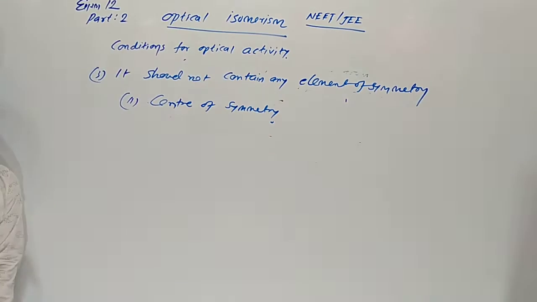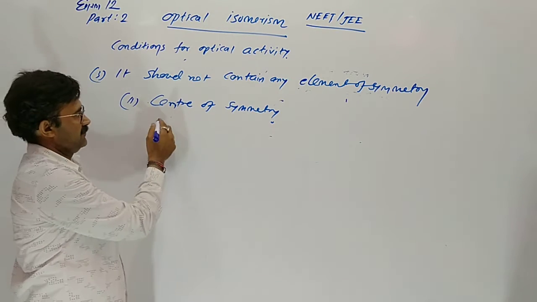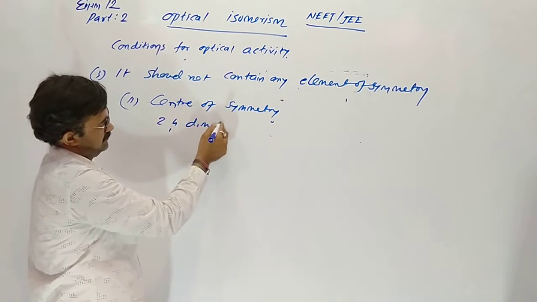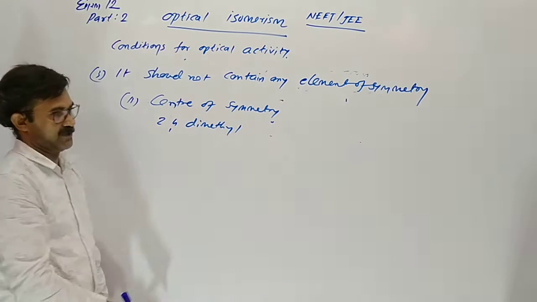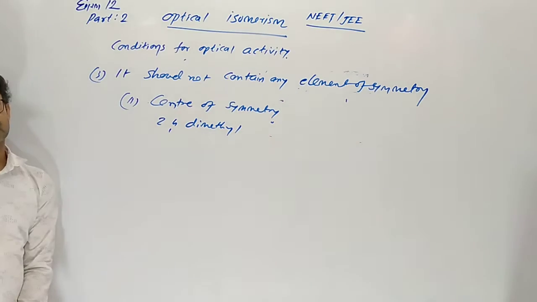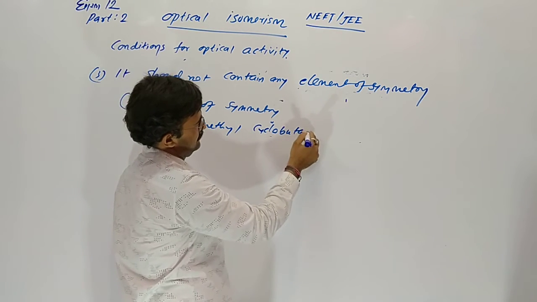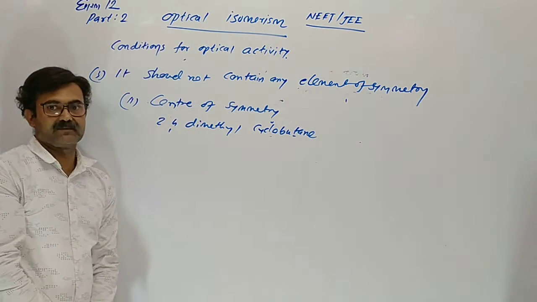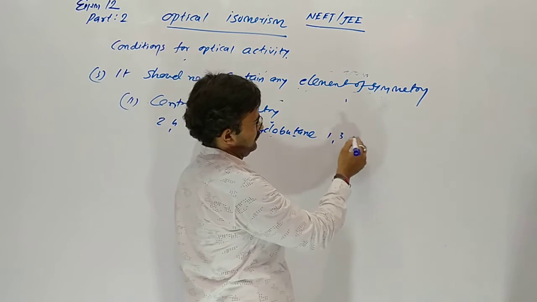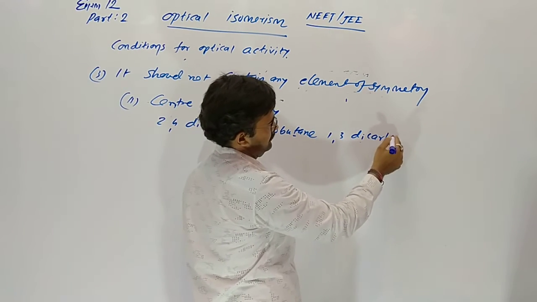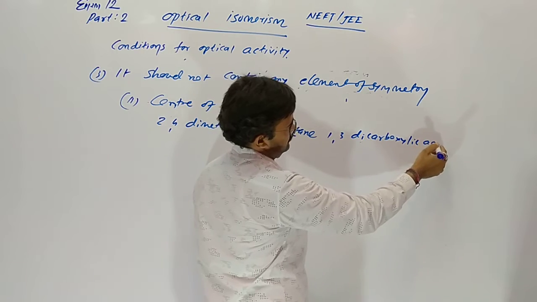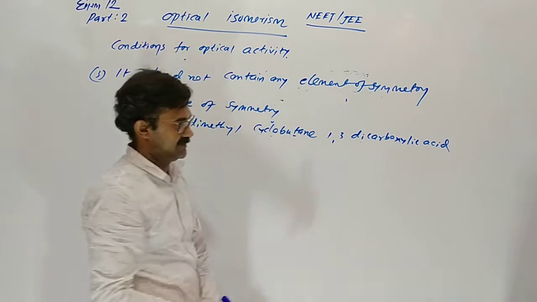It should not have a center of symmetry. 2,4-dimethyl. I am giving you an example: 2,4-dimethylcyclobutane-1,3-dicarboxylic acid.